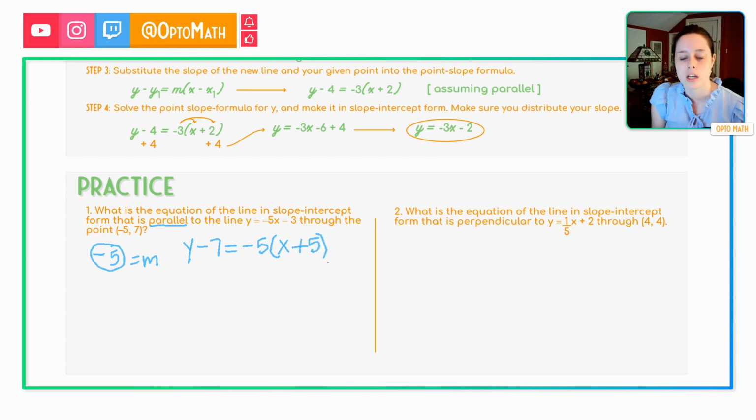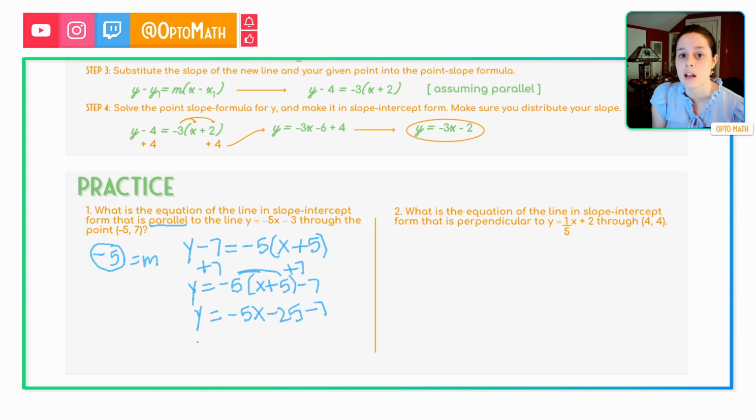Now let's add 7 to both sides. So y is -5 times the quantity of x plus 5 minus 7. Now we want to get rid of our parentheses. We'll do that by distributing our slope of -5. You don't have to draw those lines, but it helps some people, so do it if it helps. -5 times x is -5x. -5 times +5 is -25. And we've got our -7 hanging out.